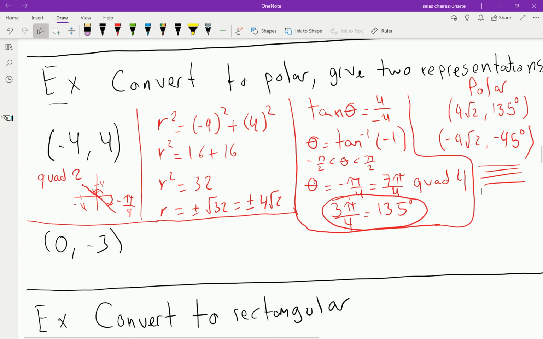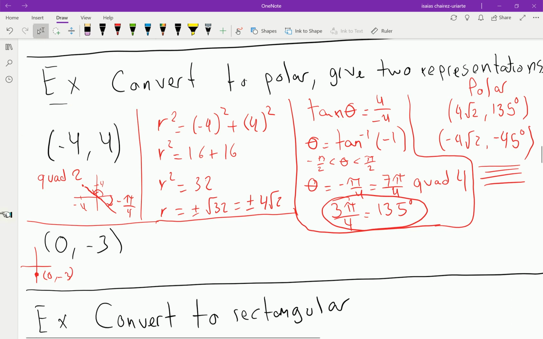All right, so let's see. I am going to begin by first analyzing the point. So 0, -3. 0, comma negative 3. That's right there. It's on the negative y-axis. I'm going to put it there for reference, just so that my work in finding its polar form becomes a little bit more intuitive.